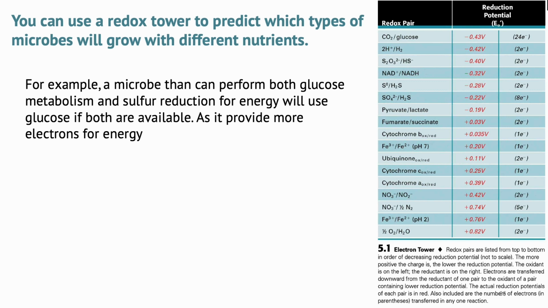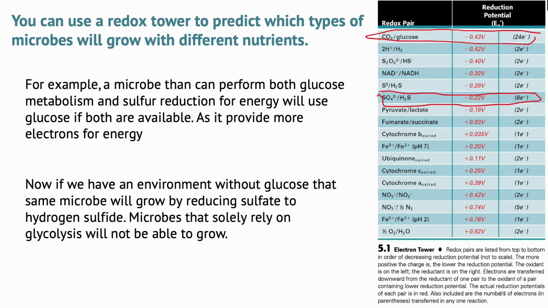So, for example, a microbe that can perform both glucose metabolism and sulfur reduction is going to go for the glucose metabolism if it has both ingredients. So if we have an environment without glucose, that same microbe will grow by reducing sulfate into hydrogen sulfide, and microbes that solely rely on glucose for glycolysis will not be able to grow.